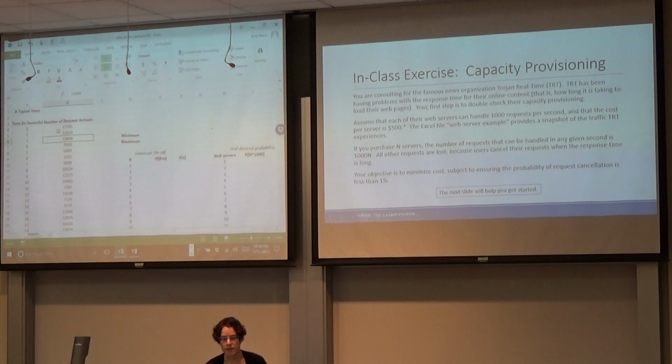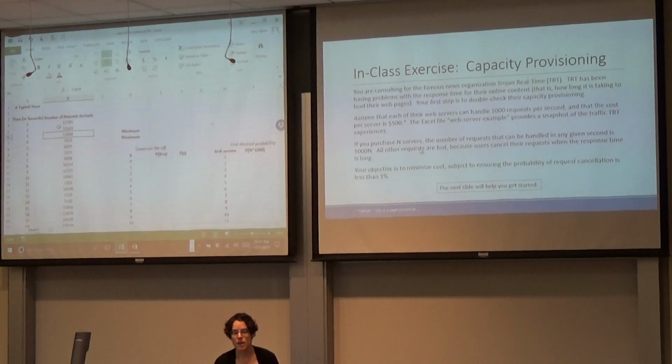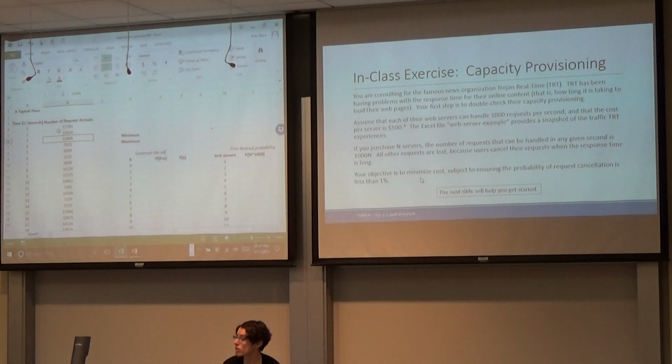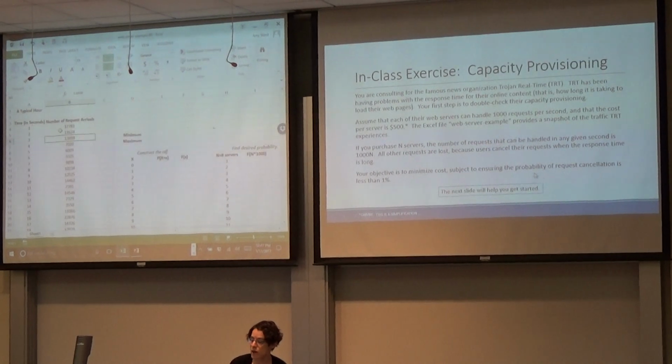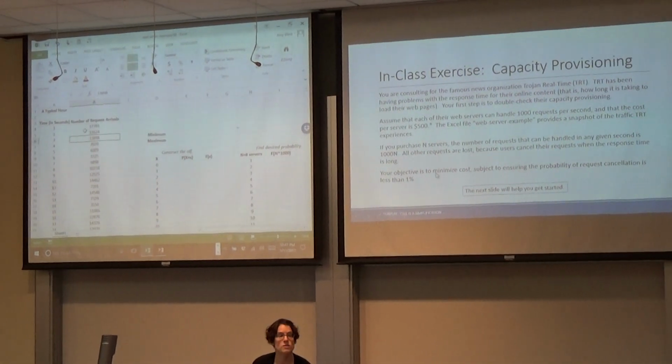Now you're thinking about, how many servers do I need? If you purchase n servers, we're going to assume that the number of requests that can be handled in any given second is 1,000 n. Everything else is lost. So I'm not going to somehow queue up the requests and serve them later. I either serve them in that second or I don't. And the objective here is to minimize costs, subject to ensuring the probability of request cancellation is less than 1%.